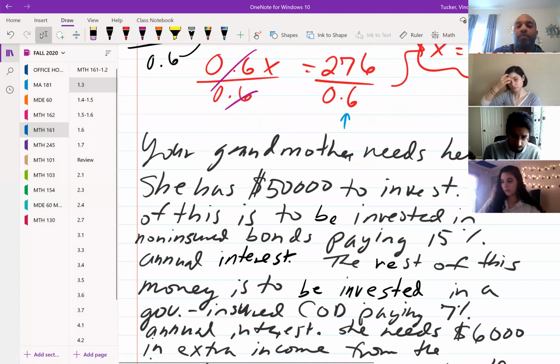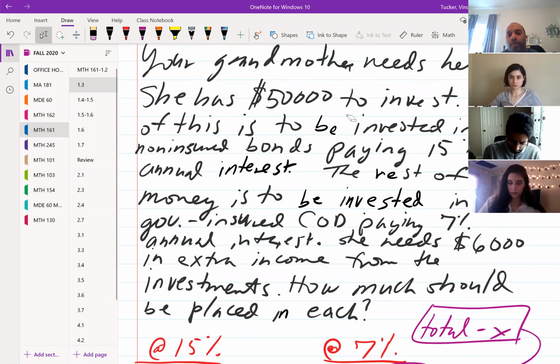So the next one, your grandmother needs help. She has $50,000 to invest. Part of this is to be invested in non-insured bonds, paying 15% annual interest. The rest of the money is to be invested in a government-insured CD, paying 7% annual interest. She needs $6,000 in extra income from the investments. How much should be placed in each? All right, once again, give you a chance to write it, and we'll go from there.